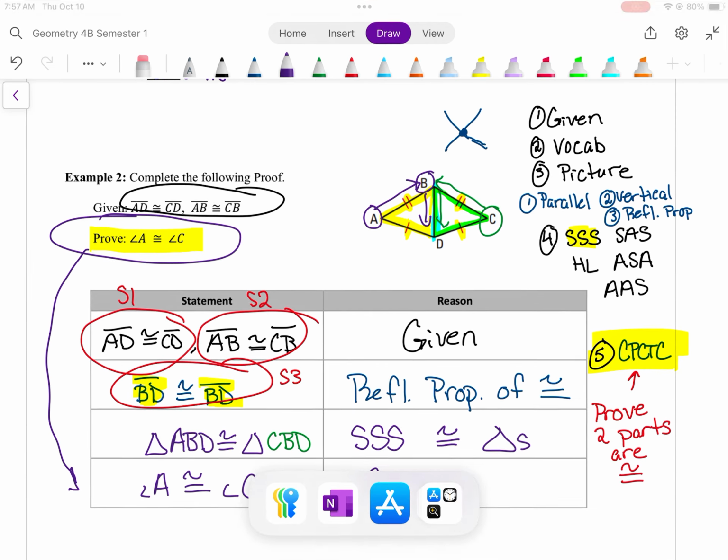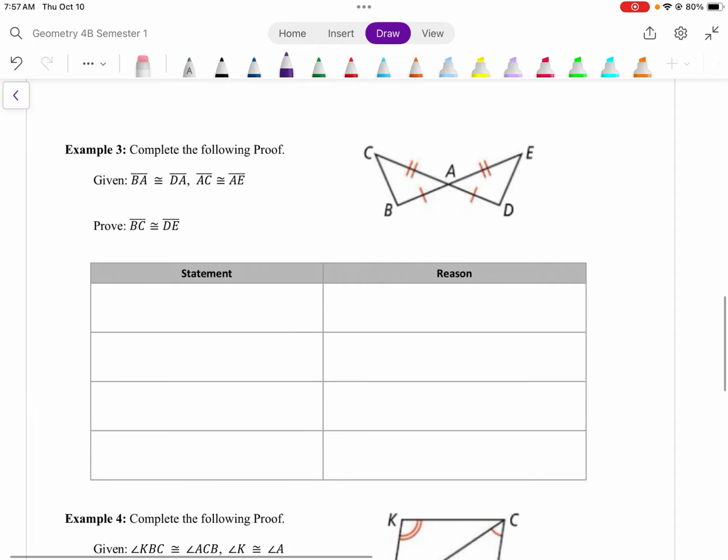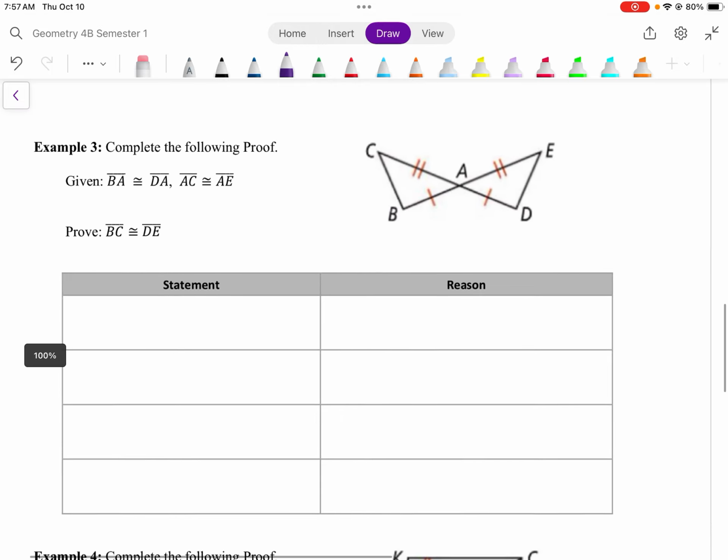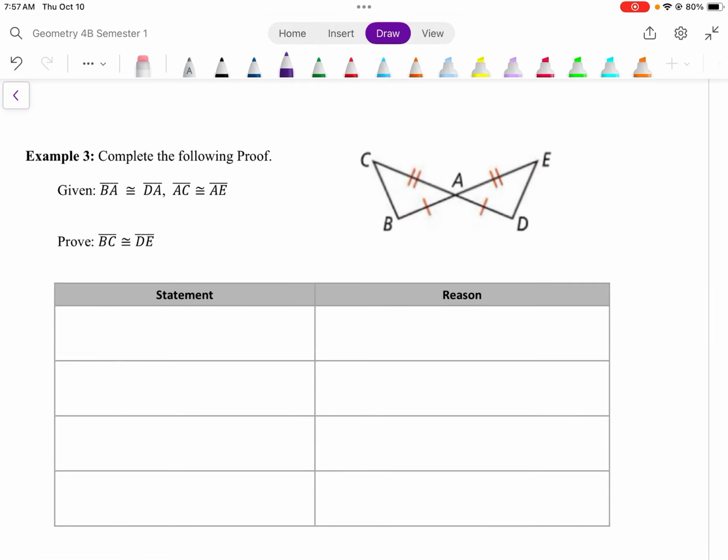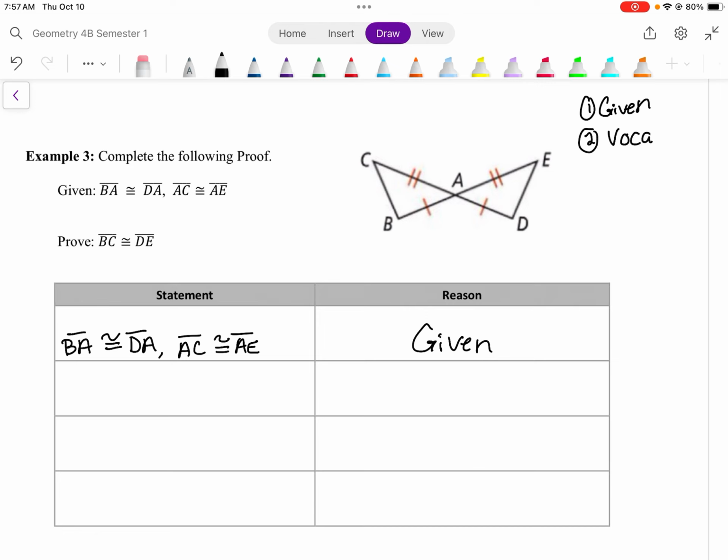All right, let's go ahead and go to our next one. So I would recommend pausing and trying to do this one on your own and then comparing your answers. So again, we're going to start with our given. This one, it says BA is congruent to DA. Also, AC is congruent to AE. There is no vocab, so we are going to go right to the picture.